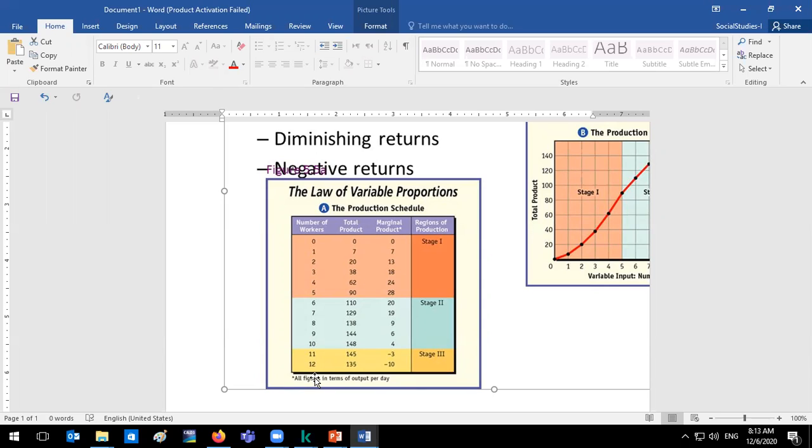Okay, they're interfering with each other's production. They're causing the total output to fall. All right, so stage number 3 is where the marginal product of each worker is negative. Here, if you subtract 145 from 148, you have a negative 3. If you subtract 135 from 145, you have a negative 10.